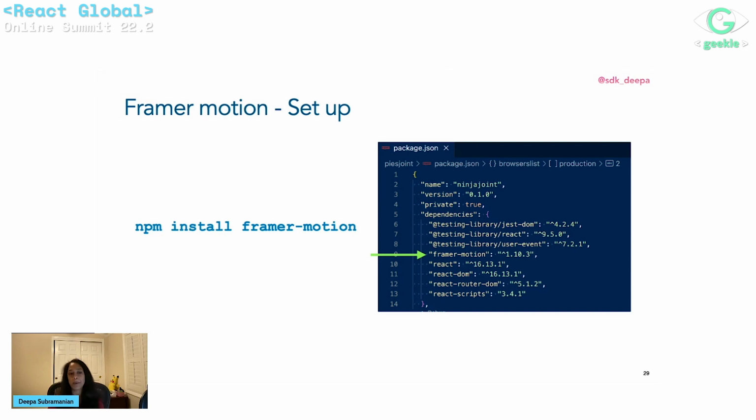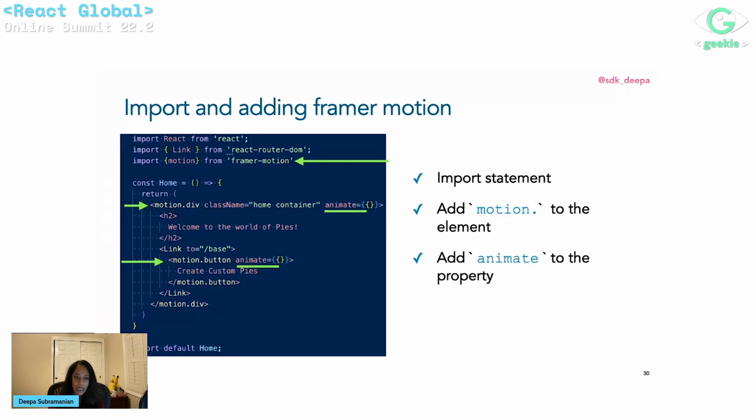How do you set this up, right? As usual, we use npm install framer-motion. That's something that I wanted to mention here. So here is an example of how we use Framer Motion. You can see you have the import statement, and then there's a motion tag. If you see anything with a tag that starts with motion, then understand that it's using Framer Motion, right? Anything that you want to animate, you would start off with motion.